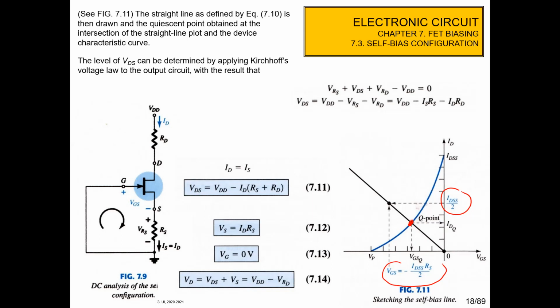And then we can solve another parameter like VDS, because VRS plus VDS plus VRD minus VDD is equal to 0. So VDS is VDD minus VRS minus VRD, equal to VDD minus IS RS minus ID RD. And then if we use ID equal to IS, VDS becomes VDD minus ID (RS plus RD), and then Vs is ID RS, Vg is 0 volt, and Vd is VDS plus Vs, or VDD minus VRD.